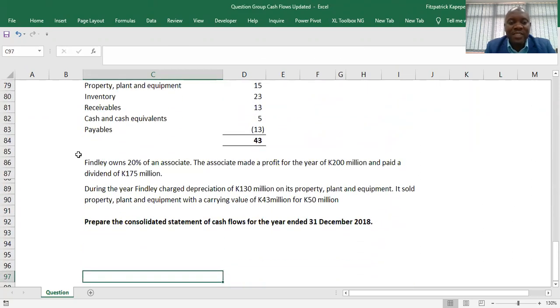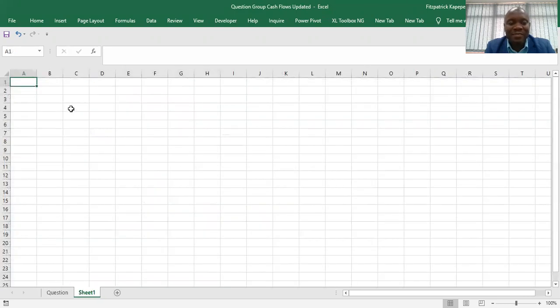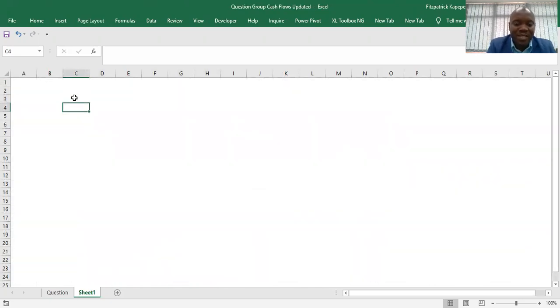Findlay owns 20% of the associate. The associate made a profit for the year of 200 million kwacha and paid a dividend of 175 million. During the year, Findlay charged depreciation of 130 million on its property, plant, and equipment. It sold property, plant, and equipment with a carrying value of 43 million for 50 million kwacha. So we can start stage by stage. We'll start with working number one.